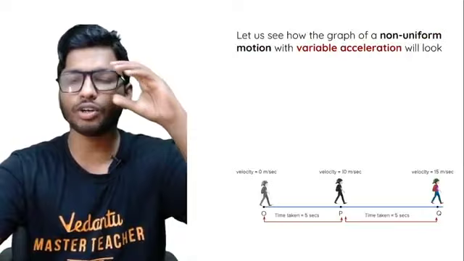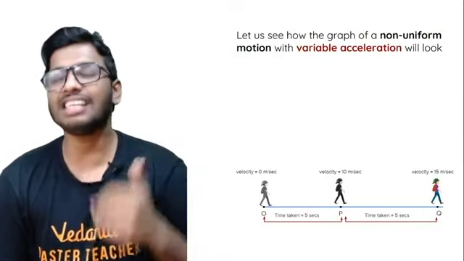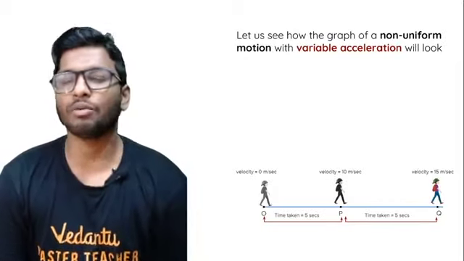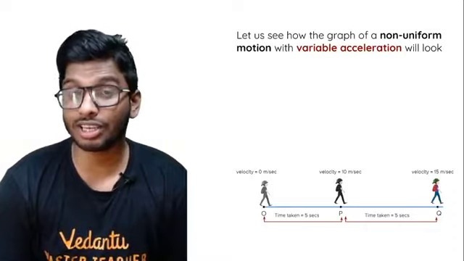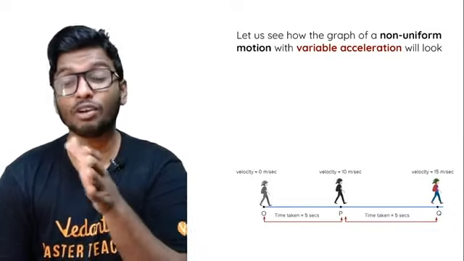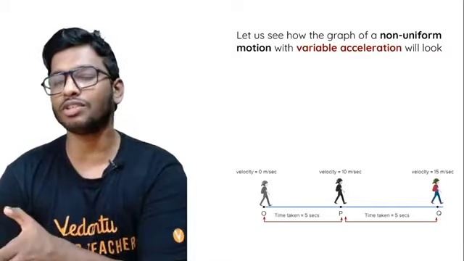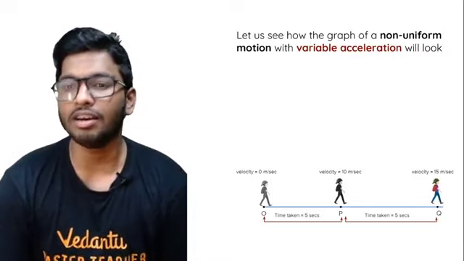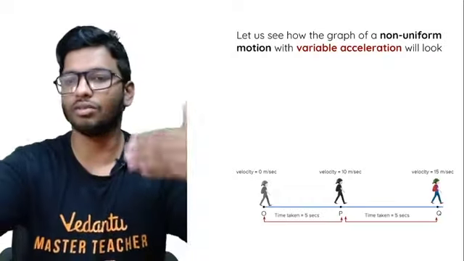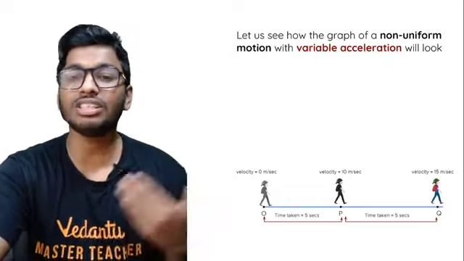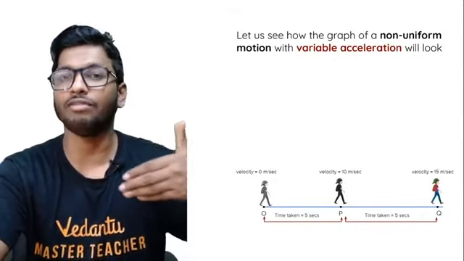With that said, if you want to talk about non-uniform motion with variable acceleration, let's take an example of that case. So imagine there is a kid walking on a straight line. You see that velocity at time equal to 0 is 0 meters per second, but after 5 seconds, his velocity is 10 meters per second, and after 5 more seconds, his velocity is 15 meters per second. So in this case, obviously the velocity is not changing at a constant rate; it is changing at a variable rate. So the acceleration would also be variable.